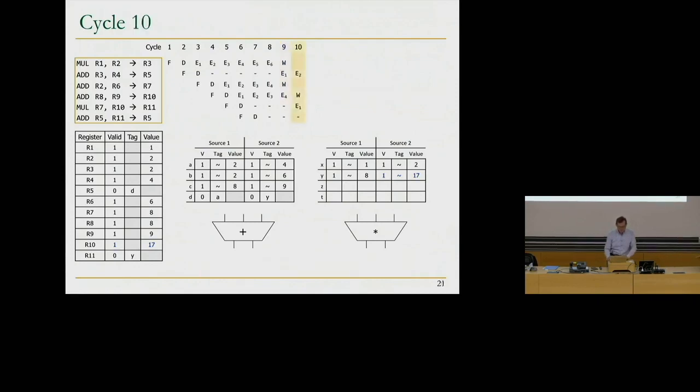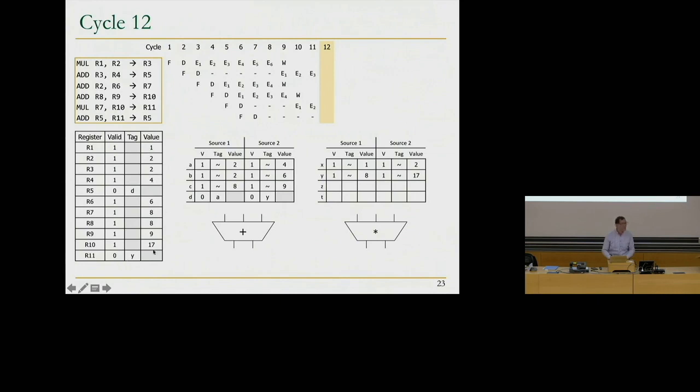OK, and then cycle 10, cycle 11. I'm not going to go through this animation, but you can convince yourself that the same thing happens. Whenever an instruction finishes, it broadcasts its tag and the value. So in this case, this is the first add, which was this add. It broadcasts A. So if you go back, who's waiting for A?